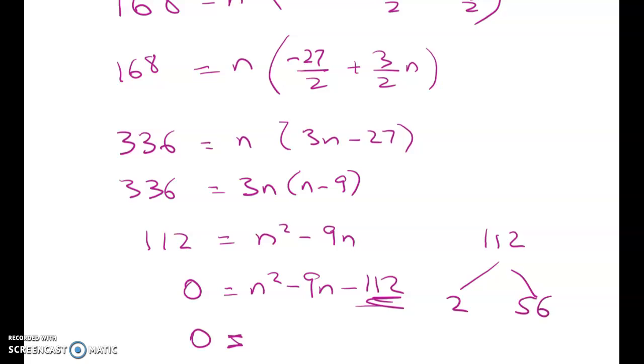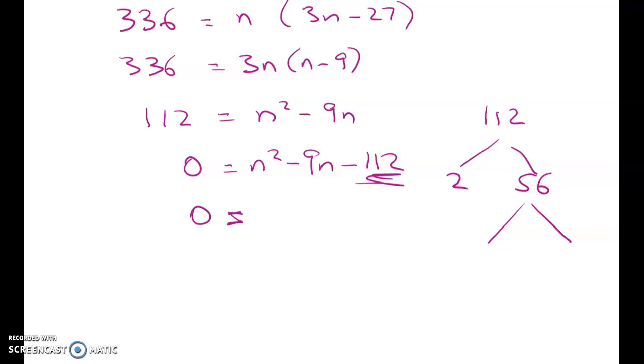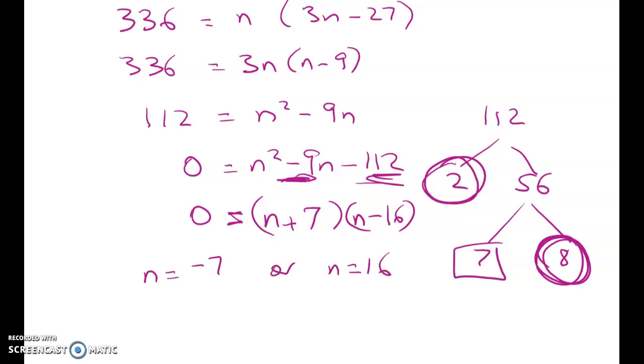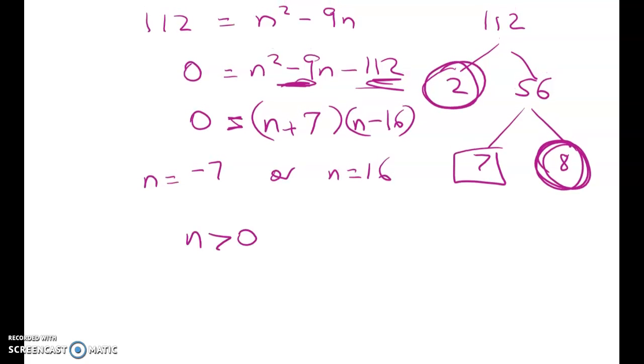So let's just go with 2 times 56. Right, what goes into 56? I'm going to pick 7 and 8. I'm looking for two numbers that have got a gap of 9. So this is good, right, because hopefully I'll spot that 2 8s is 16. 16, take away 7 is 9. So my numbers are going to be n here, a plus here, and a minus here. And I'm going to do minus 16 plus 7. So n is equal to negative 7, or n is equal to 16. But in the context, we have to have n greater than 0 because it's a term number. So the answer here is n is equal to 16.